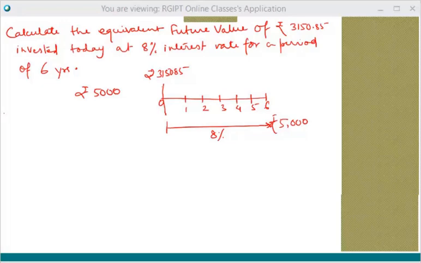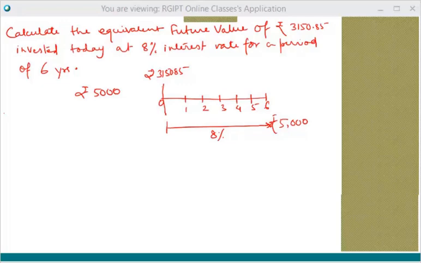Not very difficult, and it is basically the same thing we did before. If you were to spend 5,000 rupees some time in the future, 6 years from now, what is it worth today, considering an 8% interest rate? Its worth today is 3150.85, and if you have an 8% interest rate, after 6 years it's going to be 5,000.